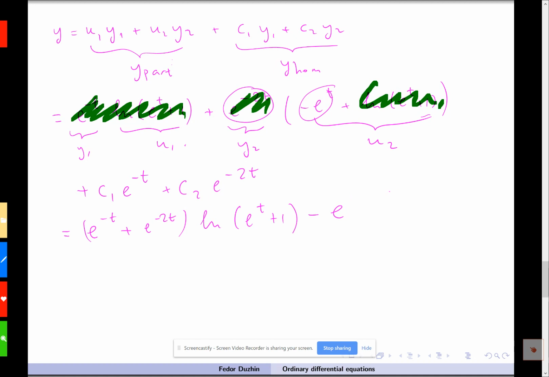So this is really minus e to the minus t, plus c1 e to the minus t plus c2 e to the minus 2t. Notice that we have e to the minus t here and e to the minus t here, and if we group them together, we get c1 minus 1 times e to the minus t. But if c1 is an arbitrary real number, then c1 minus 1 is also an arbitrary real number. And since we are doing the general solution, we don't really need this term at all. It is accounted for in c1 times e to the minus t. And this is the final answer.